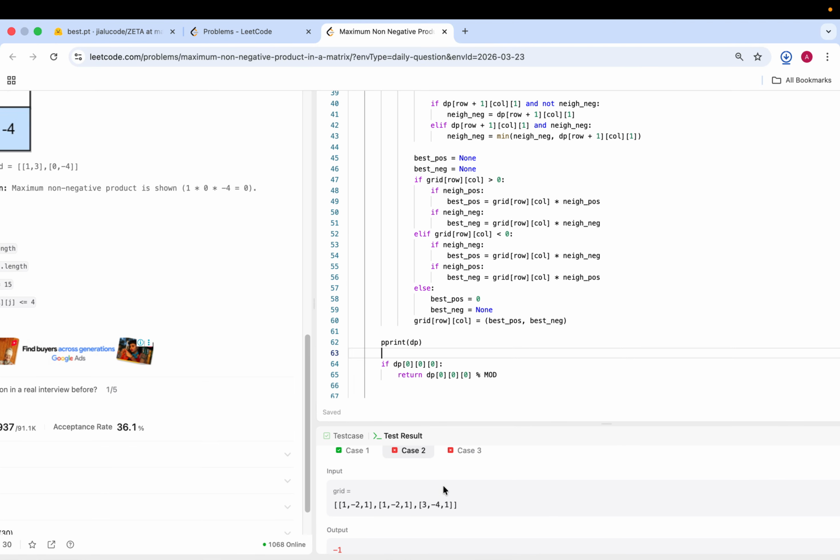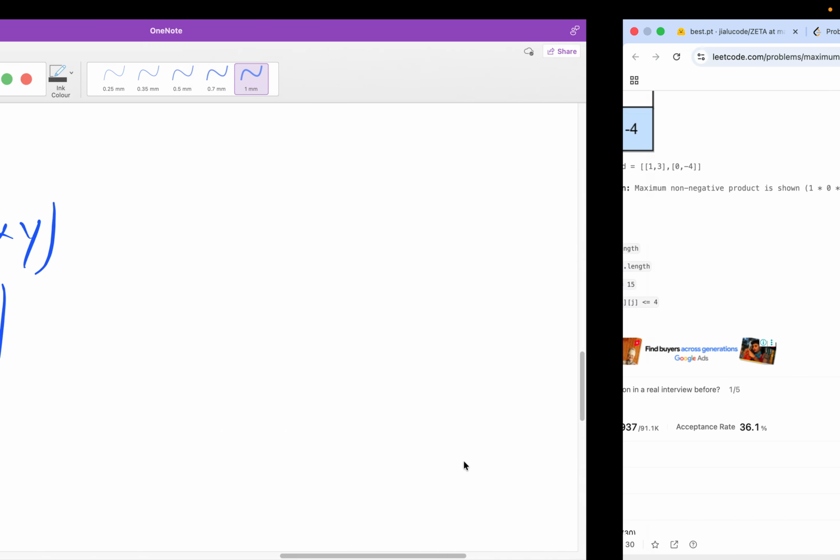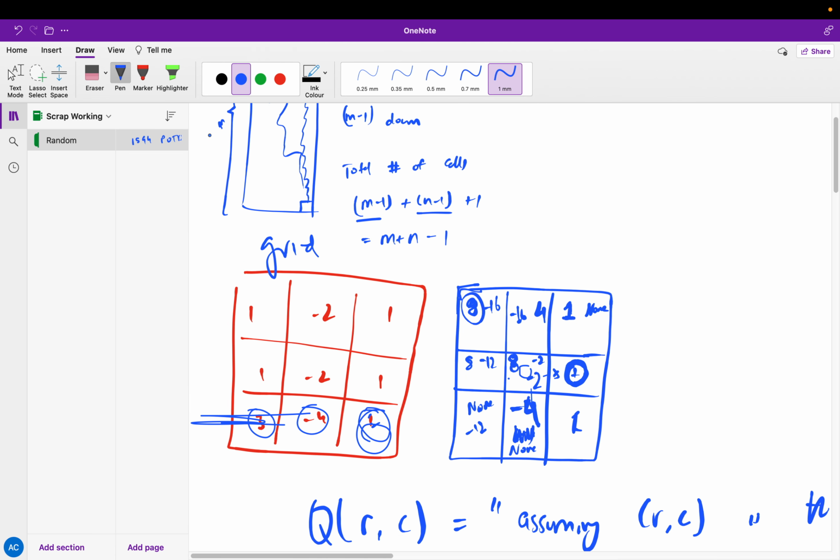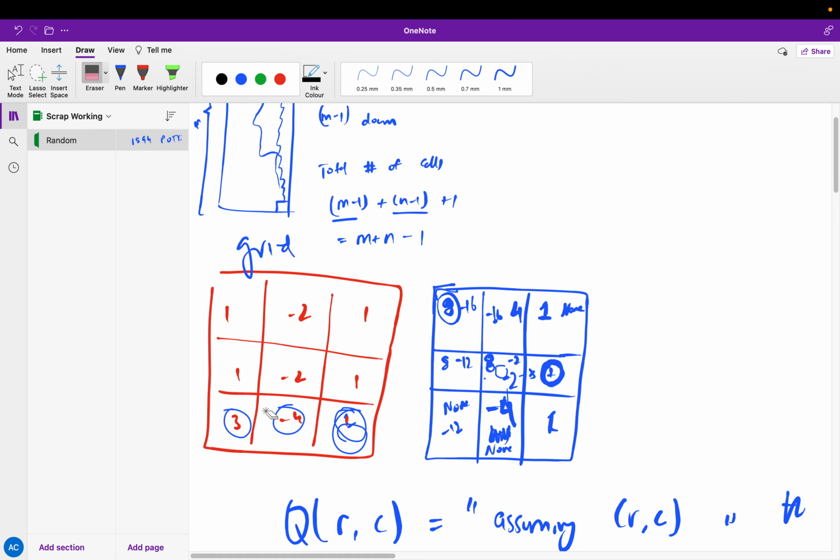1, -2, 1, 1, -2. Oh, it's the same one, isn't it? Well, that's unfortunate. I mean, I'm handling the data really weirdly, so I could have made a mistake very easily, but I am a little bit concerned that the logic is just straight out wrong, which would be more annoying.